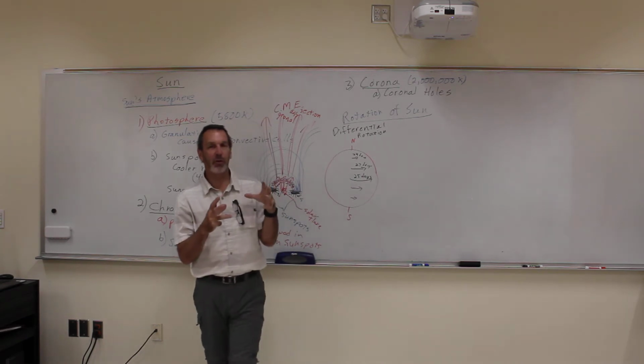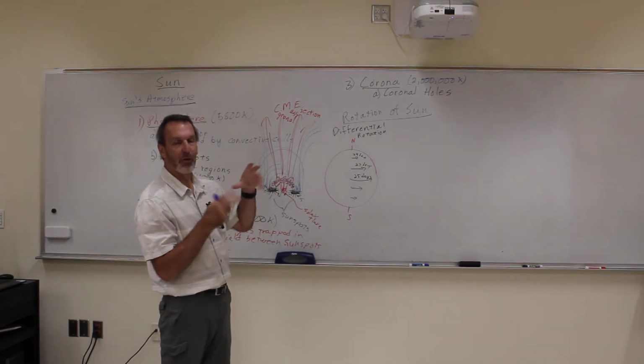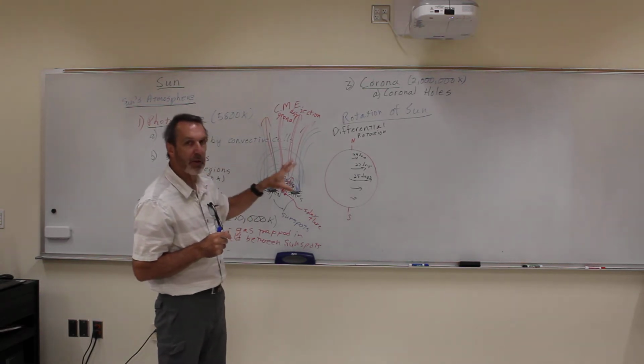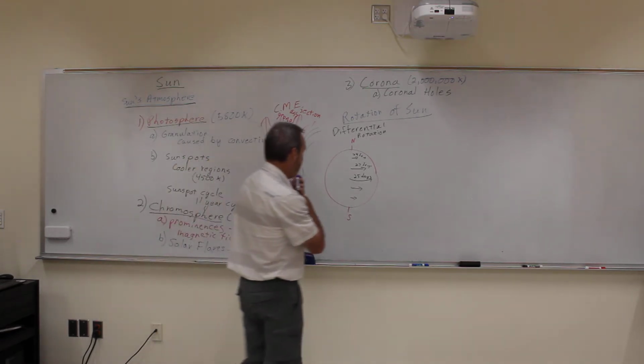The Earth, that couldn't work because we're a solid body, and if the equator was going faster than the poles, the whole Earth would rip itself apart. But whenever you have a gas ball that's spinning, you're going to have this differential rotation. Now that affects the magnetic field.